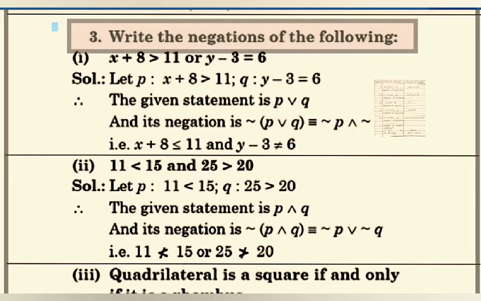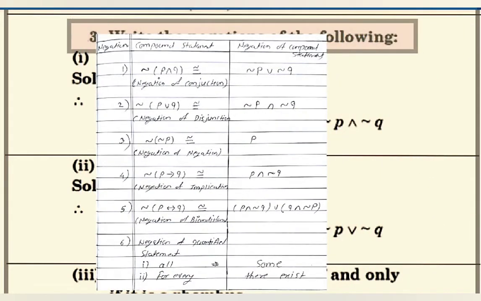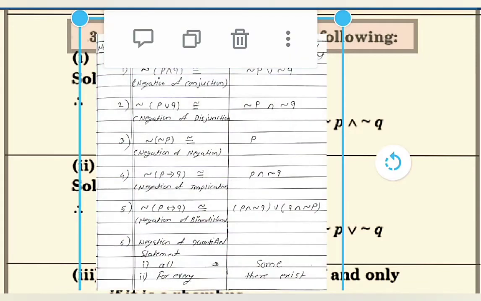Question number 3. Write the negation of the following. Here a statement is given and we write down its negation. Before starting the solution, let's see the table. If you understand this table, then you can solve all the examples. Let's see here.